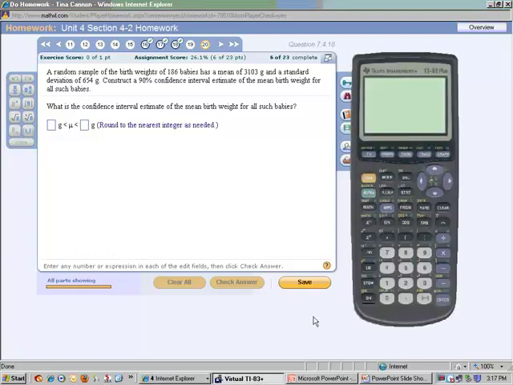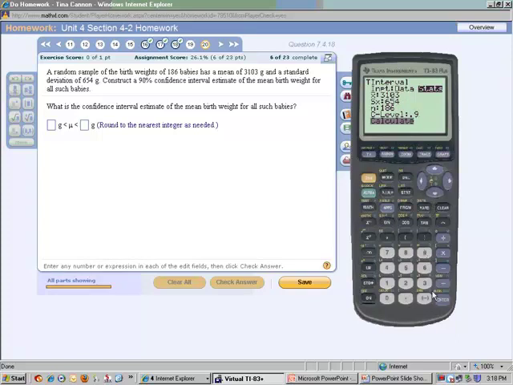If you call up the calculator, notice t is located, if you push stat, move to test, scroll down, there is the t interval, and that's the one we want to use. We're going to use statistics, so we're going to push enter, and then the mean that they're giving us is 3103. The standard deviation is 654. The number in the sample is 186, and the confidence level is 0.9.